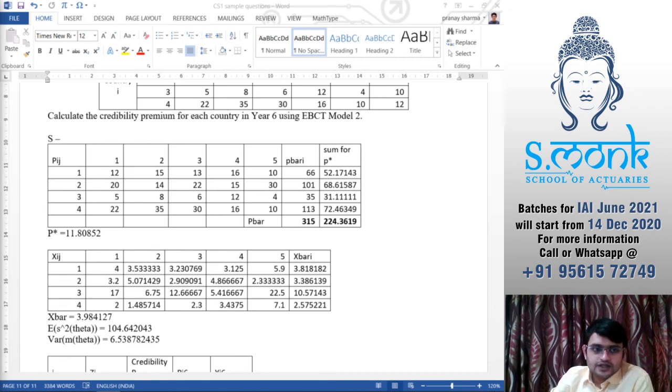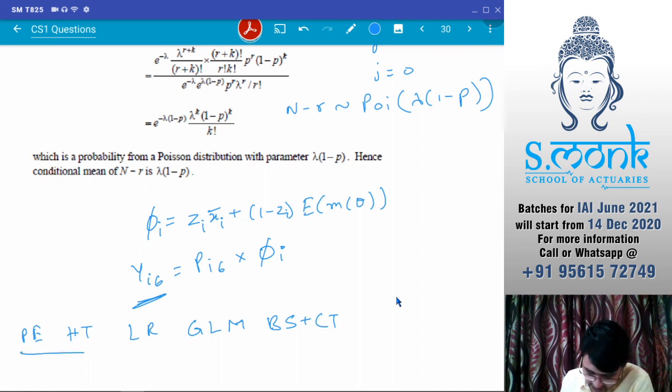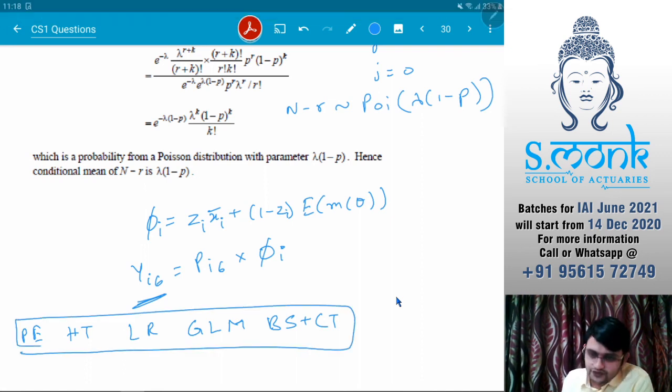Usually the questions that you would see would definitely be from hypothesis testing, linear regression, GLM, and Bayesian statistics plus credibility theory. Then you will have point estimation, which will also be a chapter from which you would see a question. So these are the big chapters from which you would get big questions, that means 8 marks and above. Then smaller questions you can expect from the other chapters.